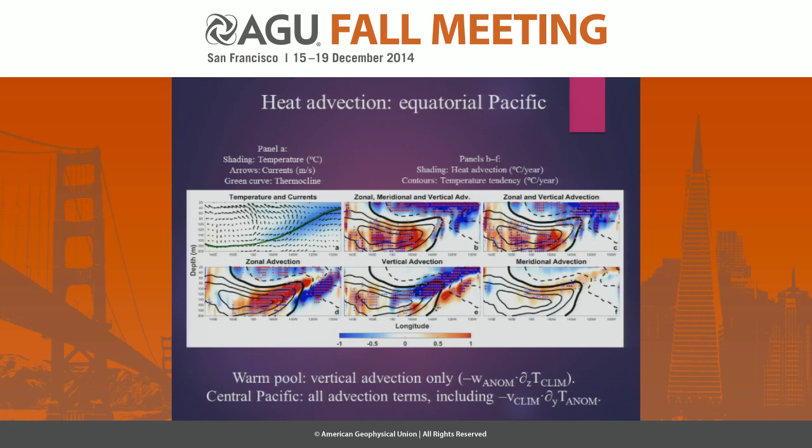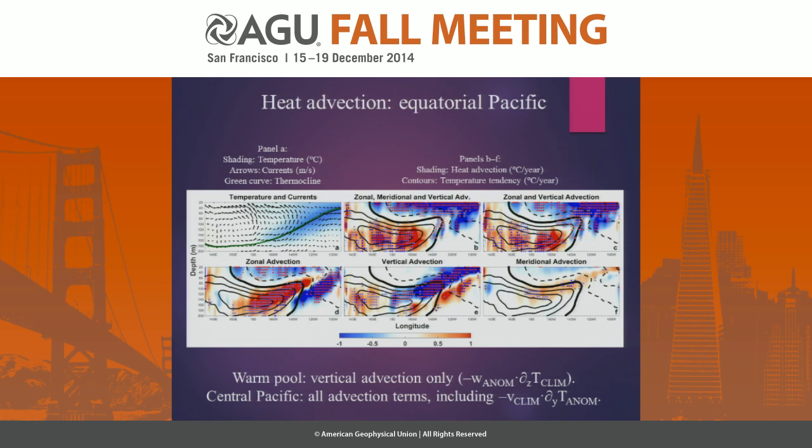Here again, it's the Equatorial Pacific. This corresponds to the growing phase of the subsurface warming in the Western Pacific. Panel A corresponds to the anomalies in that phase of the oscillation, where the shading corresponds to temperature. We have growing La Niña-like conditions. The other panels correspond to the different advection terms. The shading is the heat advection, either zonal, meridional, or vertical, and the contours correspond to the tendency. The contours are the same in all the plots.